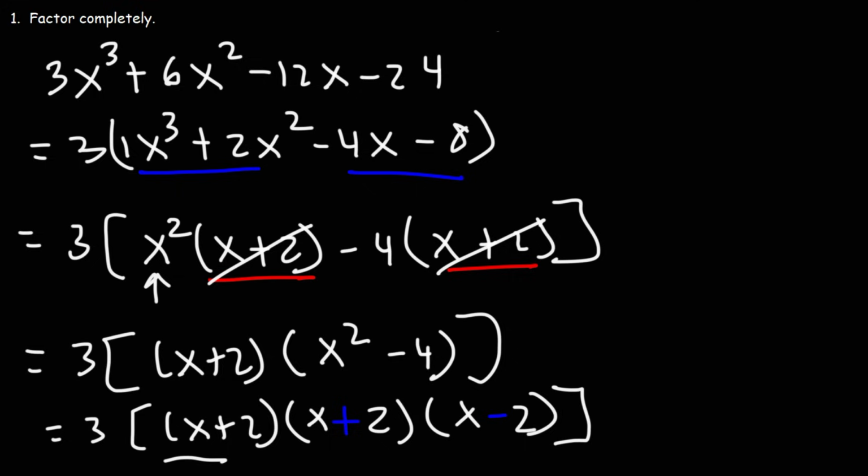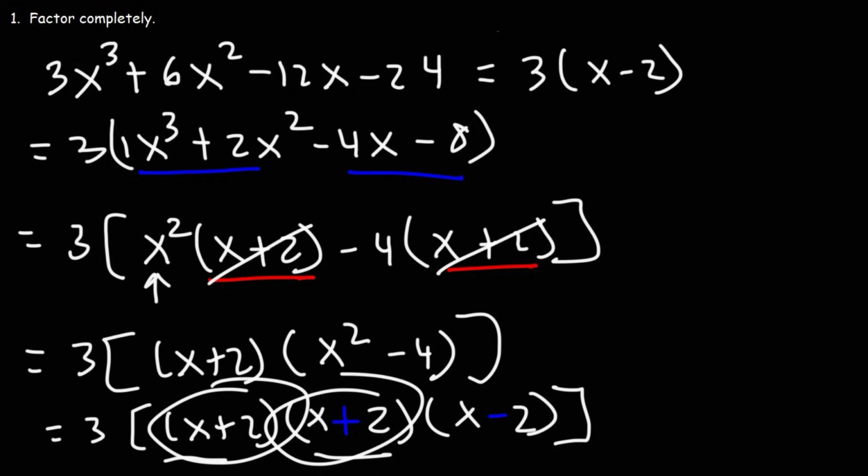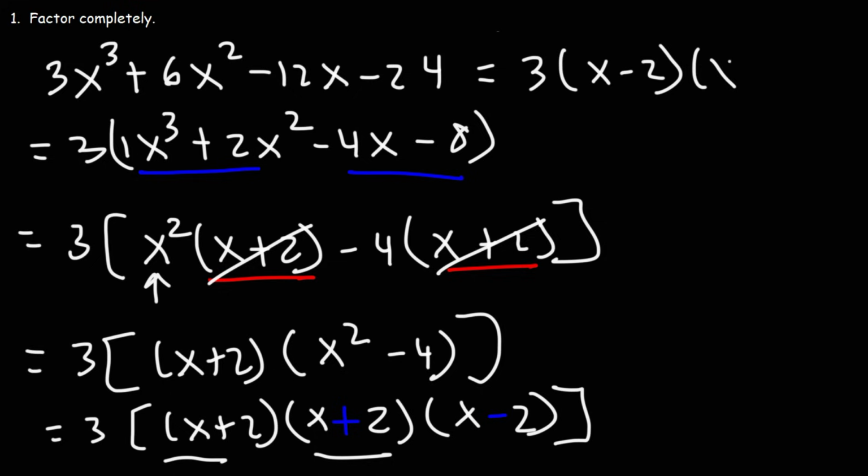Because these two terms are the same, we can write it once. So we can write it as 3 times x minus 2. And then we have x plus 2 written twice. So we can write that as x plus 2 squared. So this is the final answer.